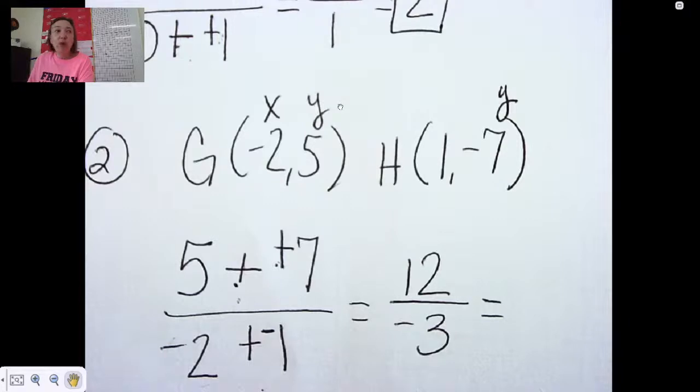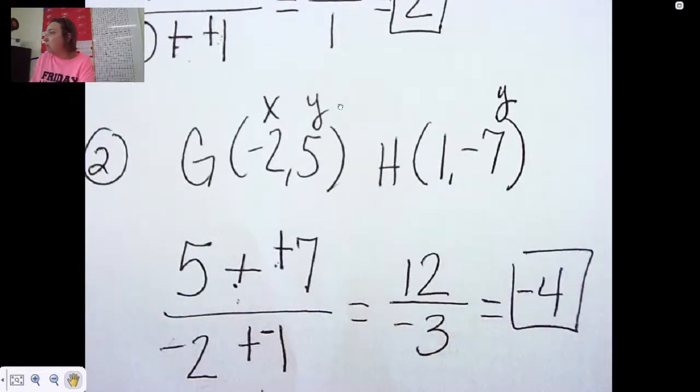It'd be -4, wouldn't it? So our answer for this one is going to be -4. That's our slope. Y'all see it?